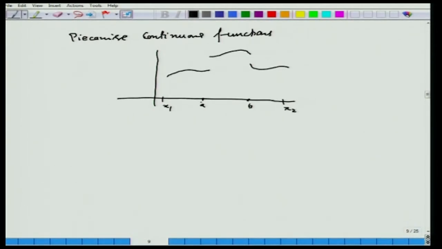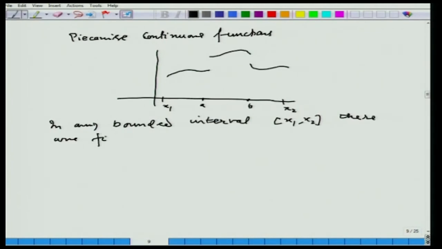So, we can have finitely many points of jump discontinuities in any bounded interval, like x1 to x2.